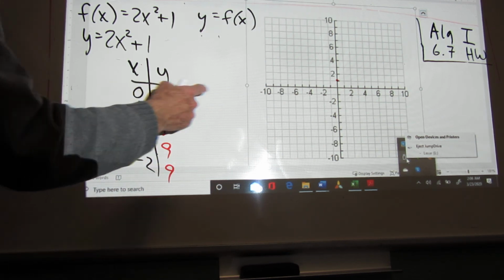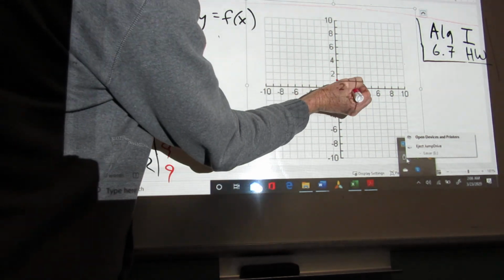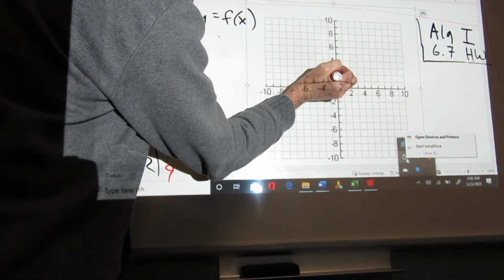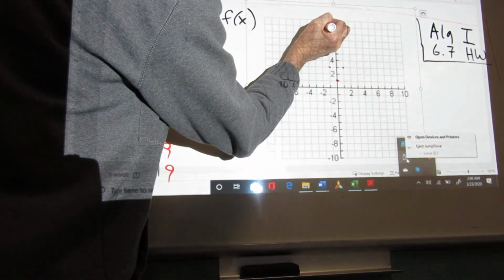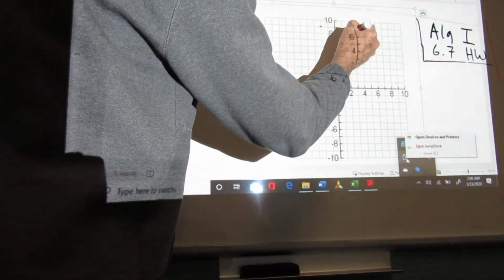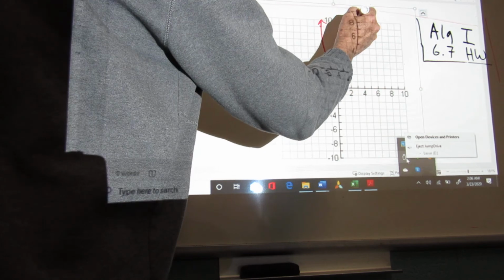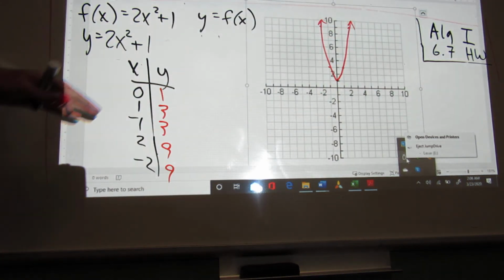Let's plot these. There's 0, 1. I have 1, 3, negative 1, 3, 2, 9, and negative 2, 9. So let's take a look at how this is going to graph just like that. Okay, notice it is a parabola. It's not a line, it's not something else, it's a parabola.